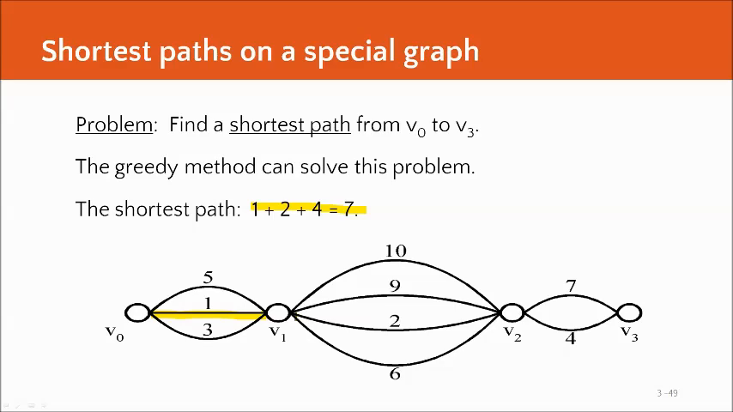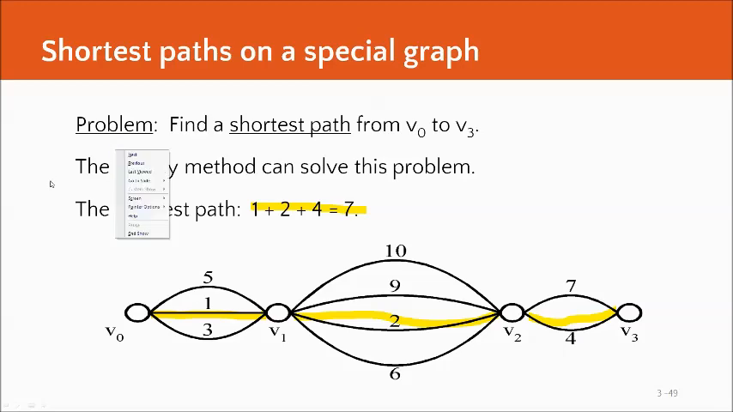Next, since we're looking for the shortest path, we're looking for the lowest value. From vertex 1, what is the lowest value? We have 10, 9, 2, and 6. So I will select the lowest value, which is 2. And from vertex 2, I will select the edge that weighs less, which is 4. So that is the shortest path from V0 to V3. I have 7.